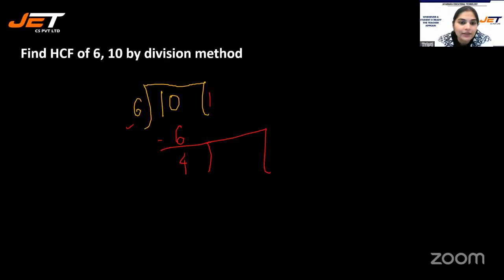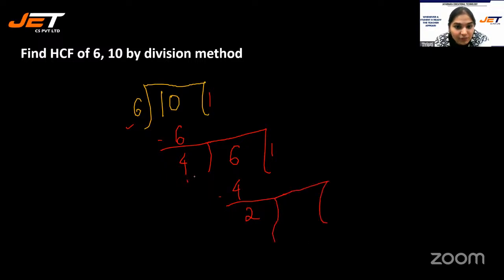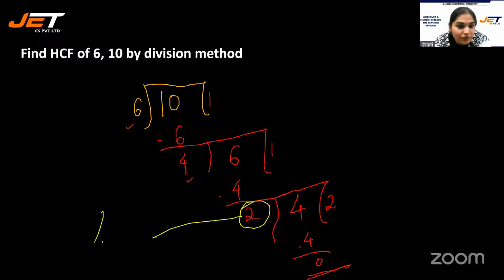All right, so here we go. 4 times 1 is 4. I got the remainder 2. Now making this remainder the divisor, and the dividend will be the previous divisor. 2 times 2 is 4. So what is my HCF? My HCF is the last divisor that I have got, which is 2.